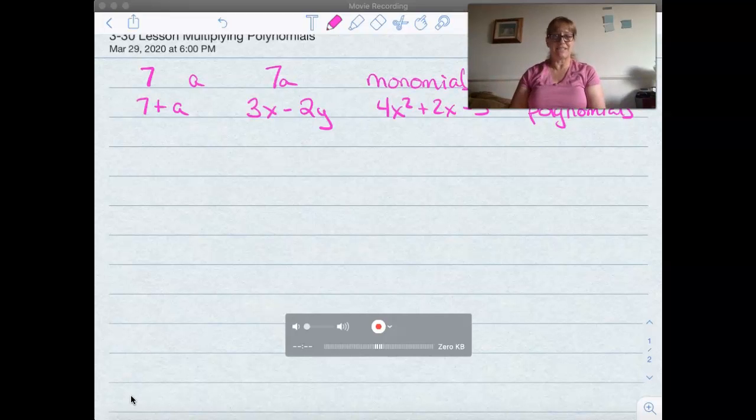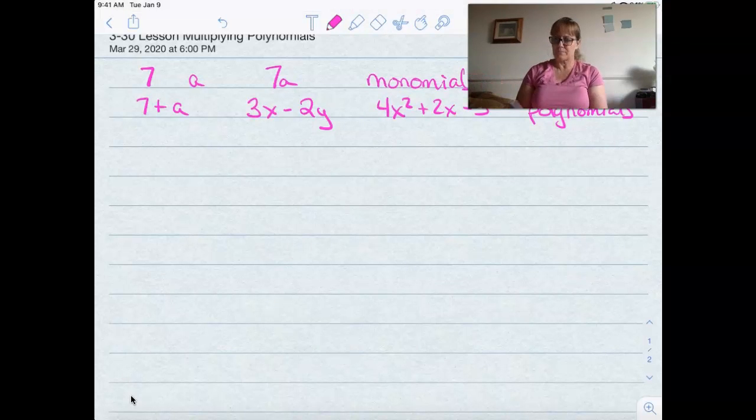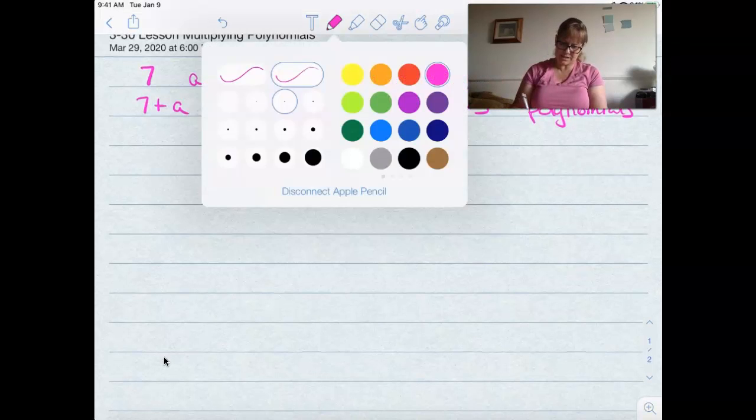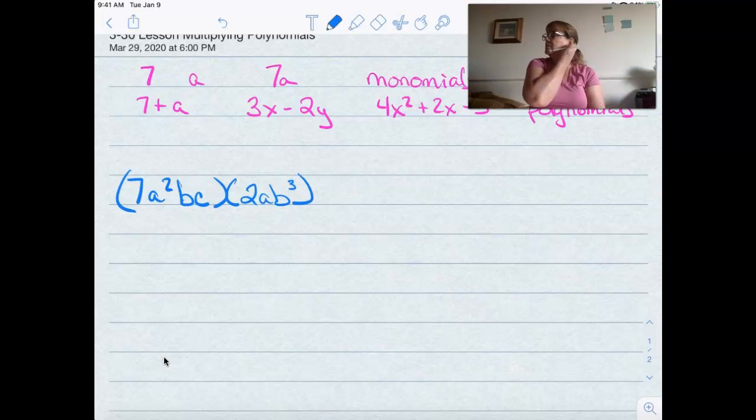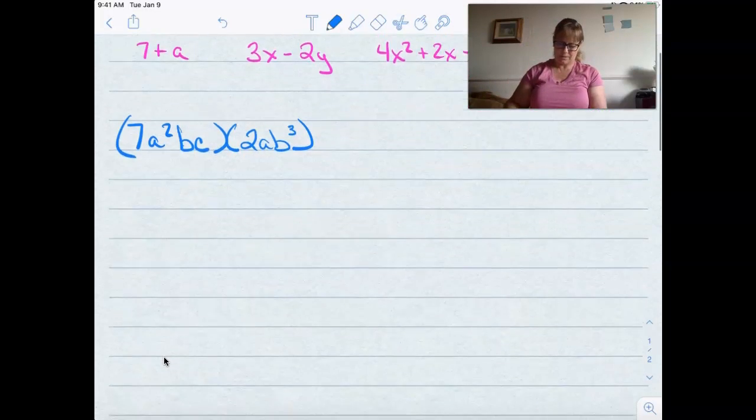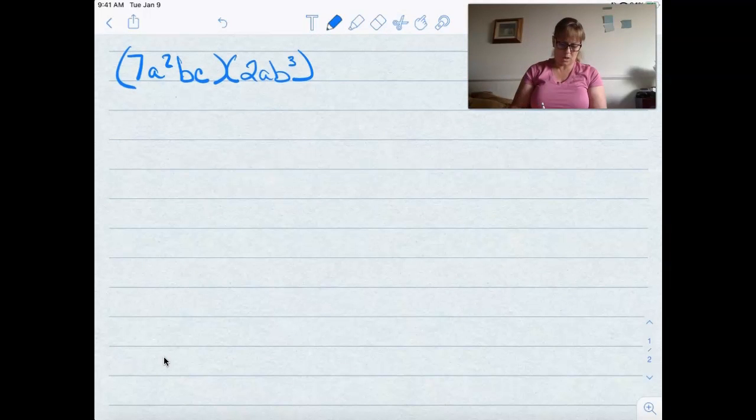So let's look at our first example. We've got 7a squared bc, that's one monomial, times 2ab cubed. That's the other monomial. So here we are multiplying two monomials. That means there's only one monomial there and one monomial there. So we say this is a 1 by 1 multiplication.